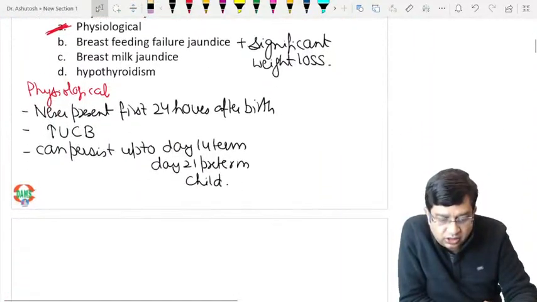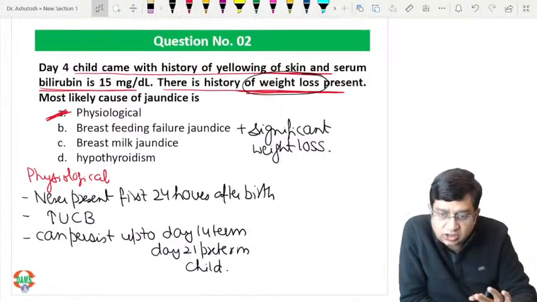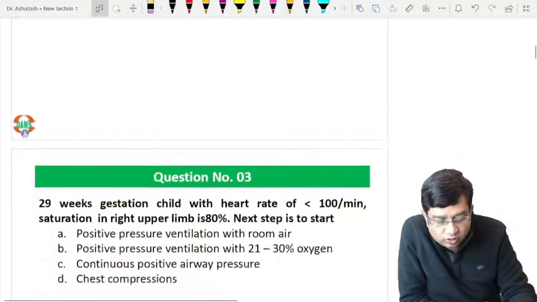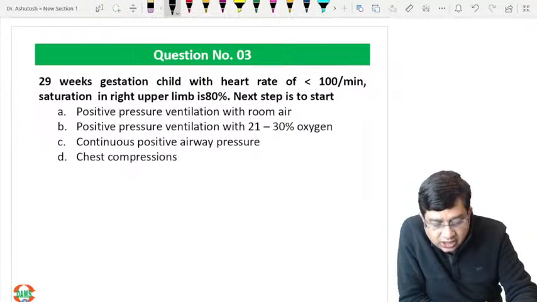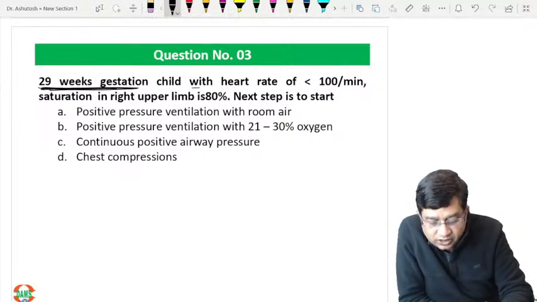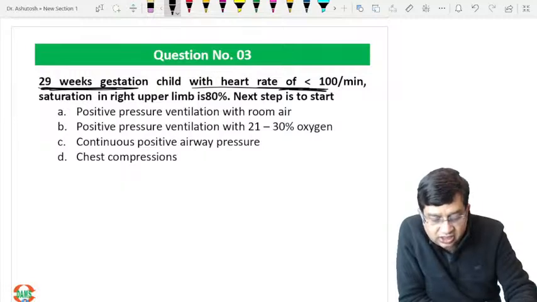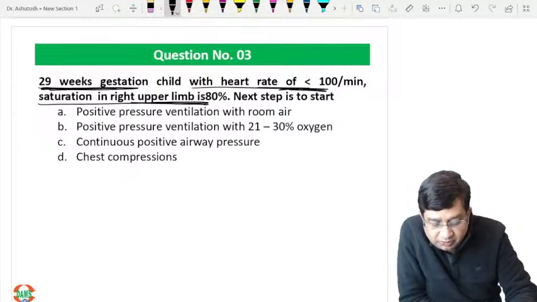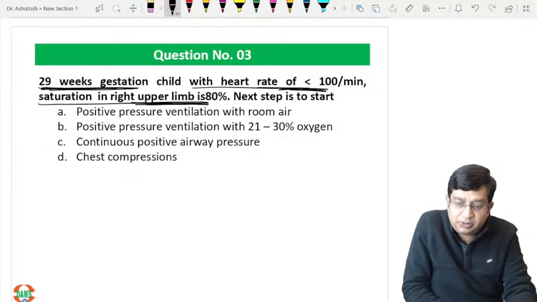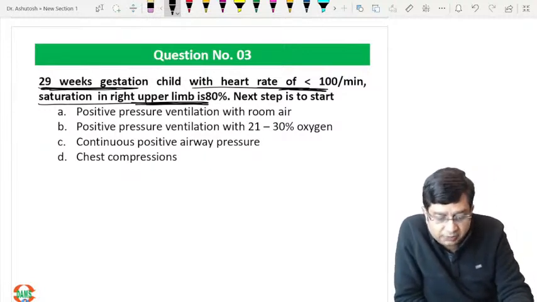Okay, thank you अंकिता. तो अगर ऐसा ही मेंशन था ना, कोई सिग्निफिकेंट वेट लॉस मेंशन नहीं था, तो आपका आंसर पर्टिकुलरली फिजियोलॉजिकल है. गोइंग ऑन टू क्वेश्चन नंबर 3, 29 वीक gestation with heart rate less than 100, saturation in right upper limb is 80%. Next step is to start, right? This is according to the recall I have got from the students कि ये वाला क्वेश्चन था, right?